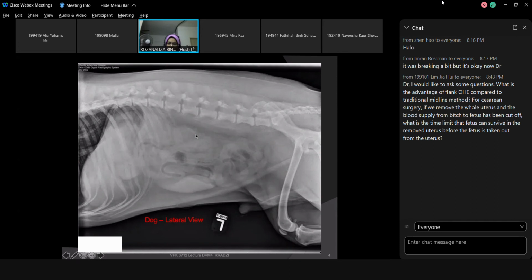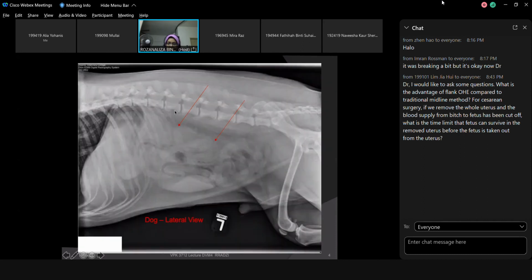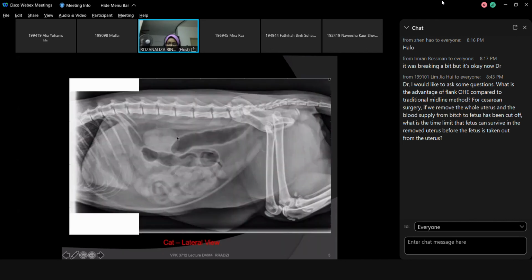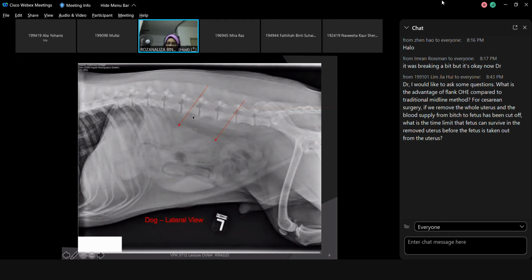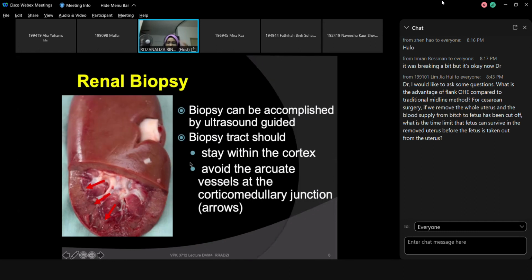You can see from the radiograph, this is the kidney, okay? So you know, right? This is a dog and this is a cat, by looking at the features of the spine. It is more cuboidal here, and more rectangular there. Then for the kidney here, you can see very clearly your colon and all, okay?